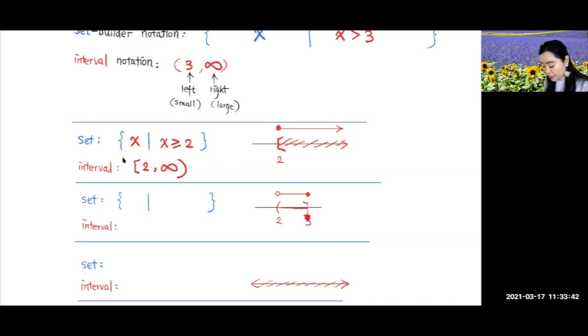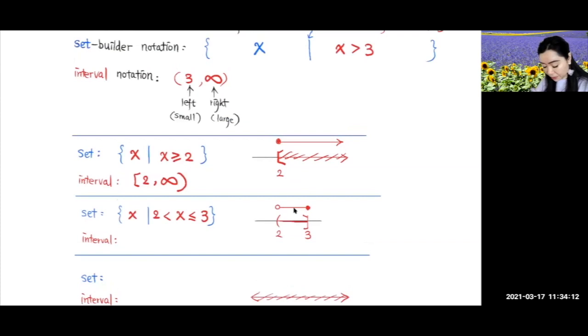To represent this in a set, you put down all x such that x is strictly greater than 2, less than or equal to 3. So when it's included, there's an equal sign here, and it's a bracket. When it's not included, it's a parenthesis here, and this is strictly greater than. Are you good?